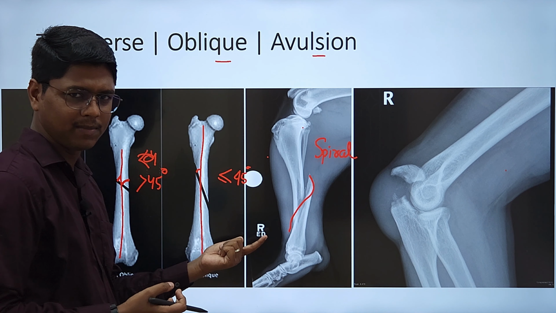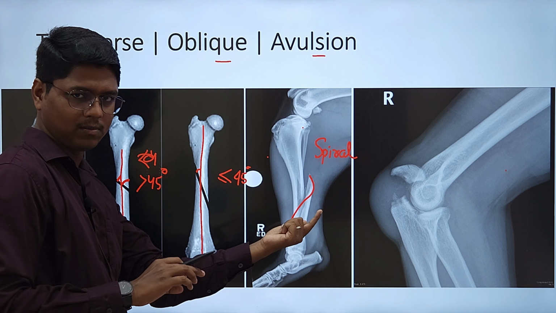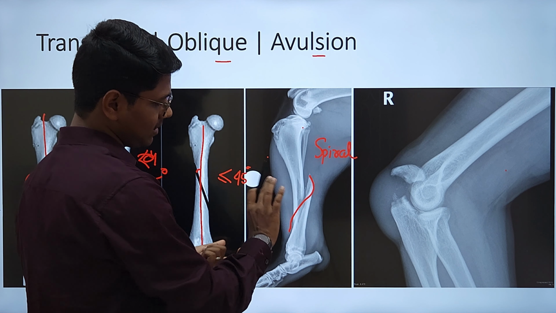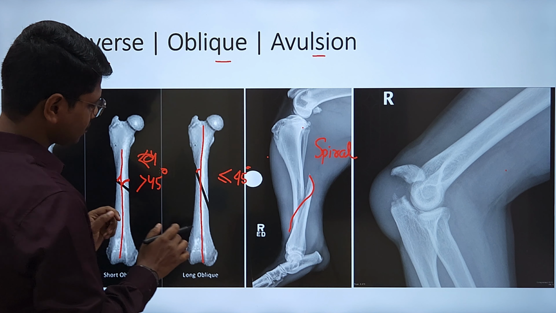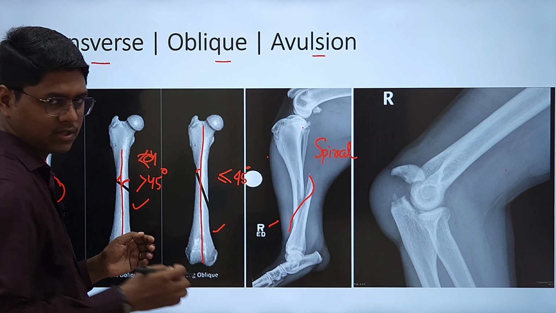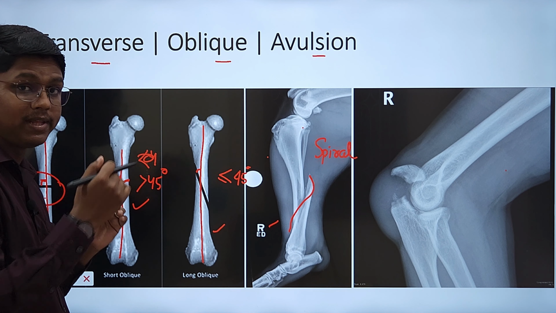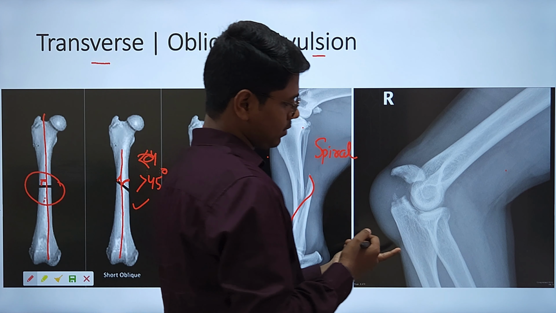Though it is a 2D image, if you take another anteroposterior view or craniocaudal view, then you can clearly see that it is rotated. That is the spiral fracture. Both the short oblique, the long oblique and spiral fracture come under the oblique fractures. Transverse, oblique, and I told you about the avulsion fracture.